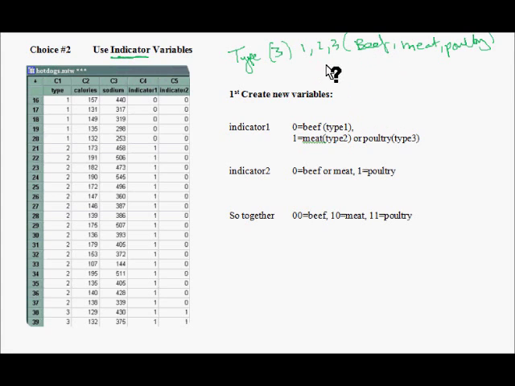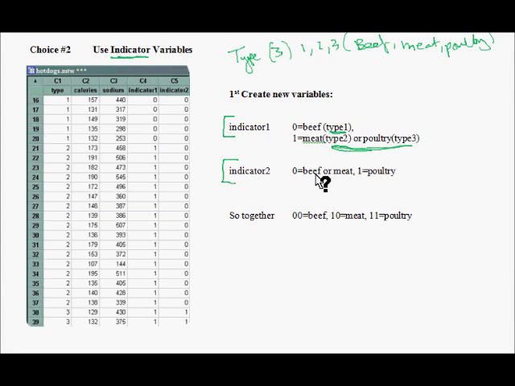So what I have to do is create some way to break them up. Indicator variables are a way to break them up. So I'm going to create 2 indicator variables, indicator 1 and indicator 2. For indicator 1, I'm going to make beef, the type 1, be zeros. I'm going to make type 2 and 3 be 1s. So that's breaking up the beef from the meat and the poultry. So beef is a 0, meat and poultry now 1s.